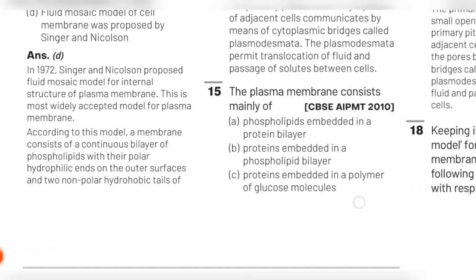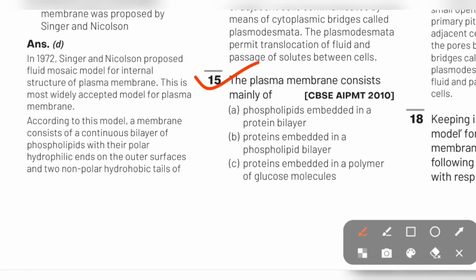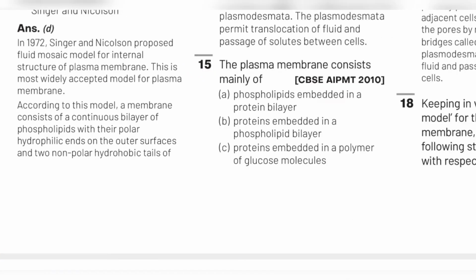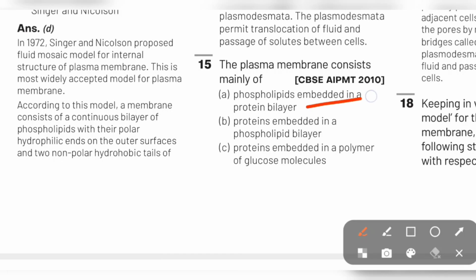Now we have question number 15. The plasma membrane consists of mainly, प्लाज्मा मेम्ब्रेन किसका बना होता है? And the options we have, phospholipid embedded in a protein bilayer गलत है. This is your correct option. Proteins embedded in a phospholipid bilayer.